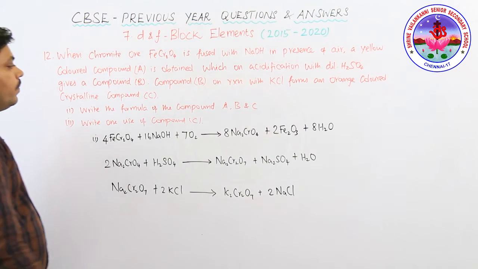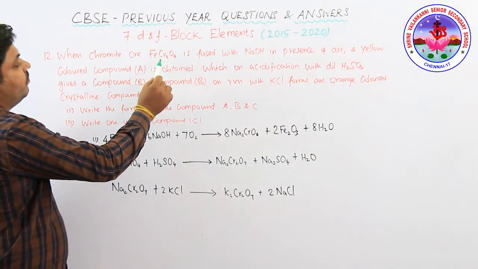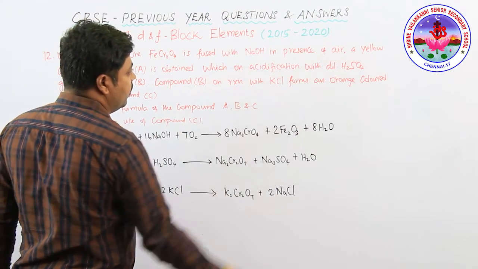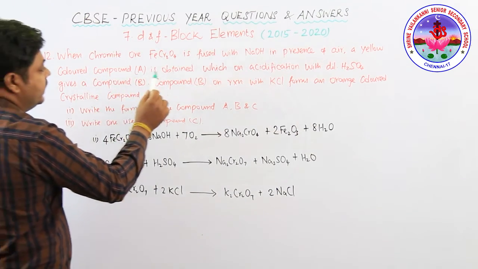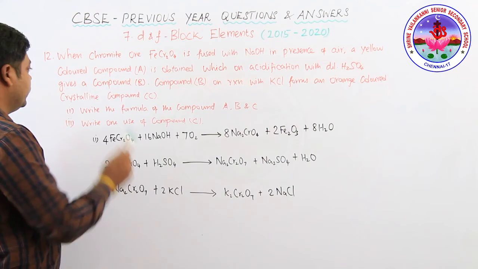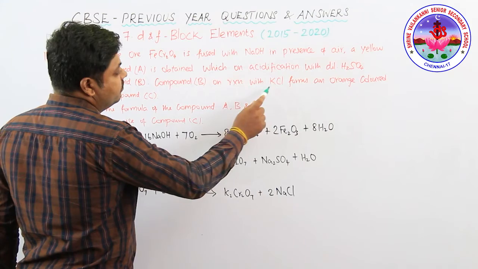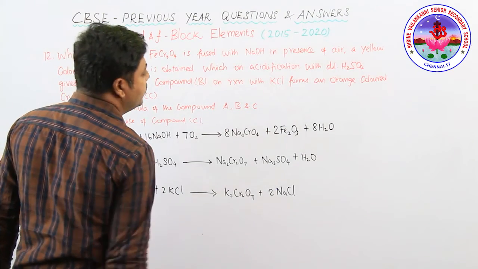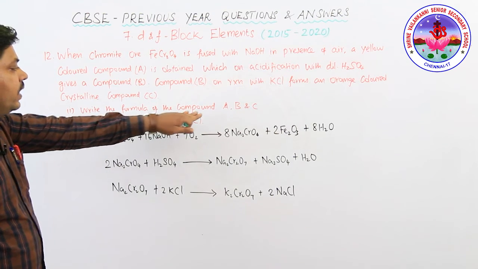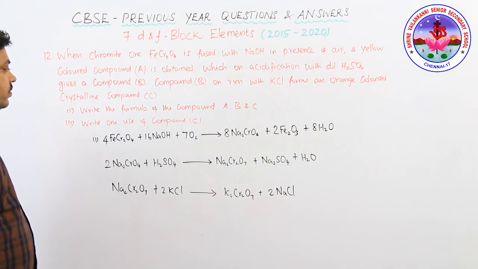Look at this question, a compound identification type question. When chromite ore FeCr2O4 is fused with sodium hydroxide in the presence of air, a yellow colored compound A is obtained, which on acidification with dilute sulfuric acid gives compound B. Then compound B on reaction with potassium chloride forms an orange colored crystalline compound C. Write the formulas of compounds A, B and C, then write one use of compound C. So, this is the question.